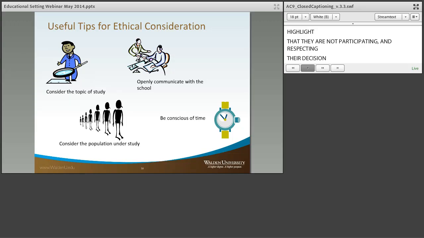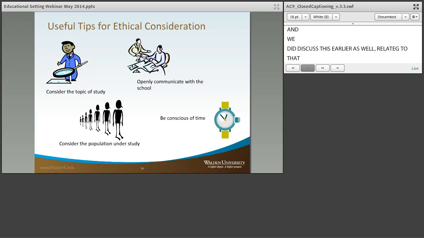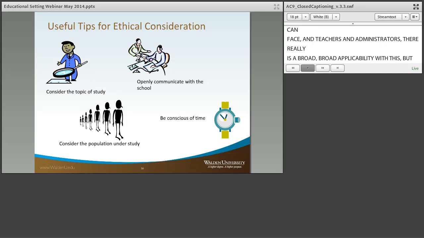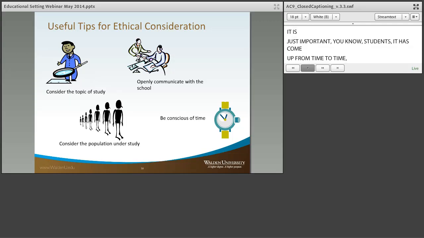And we did discuss this earlier as well, relating to that justice principle, as far as when it is ethically appropriate for a study to be done in a school. Because of the multitude of issues that students, teachers, and administrators can face, there really is a broad applicability with this. But it has come up from time to time that students want to conduct a study at a school simply because it provides a convenient population.